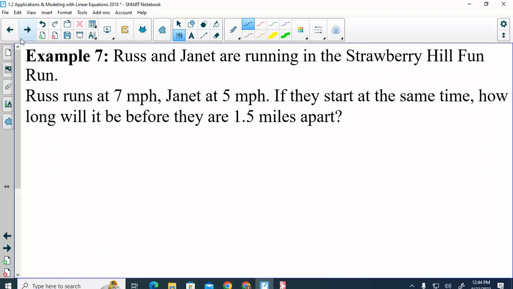This one says, Russ and Janet are running in the Strawberry Hill Fun Run. Russ runs at 7 miles per hour, Janet at 5 miles per hour. If they start at the same time, how long will it be before they are 1.5 miles apart? When we're talking about distance, do you guys know the distance formula?